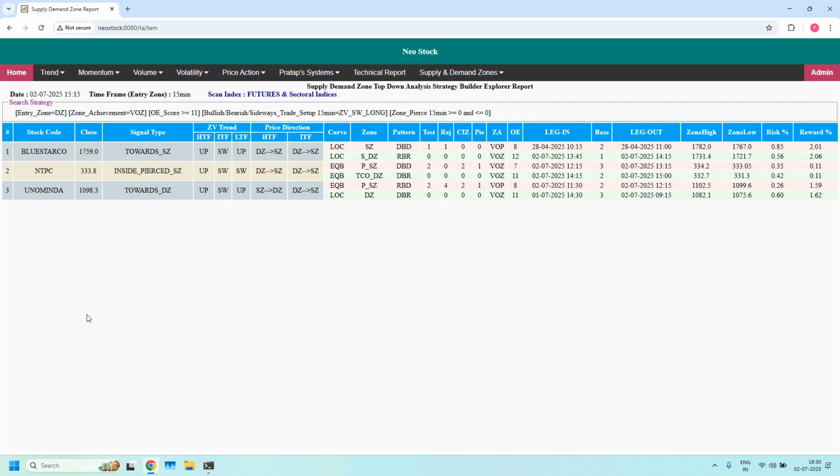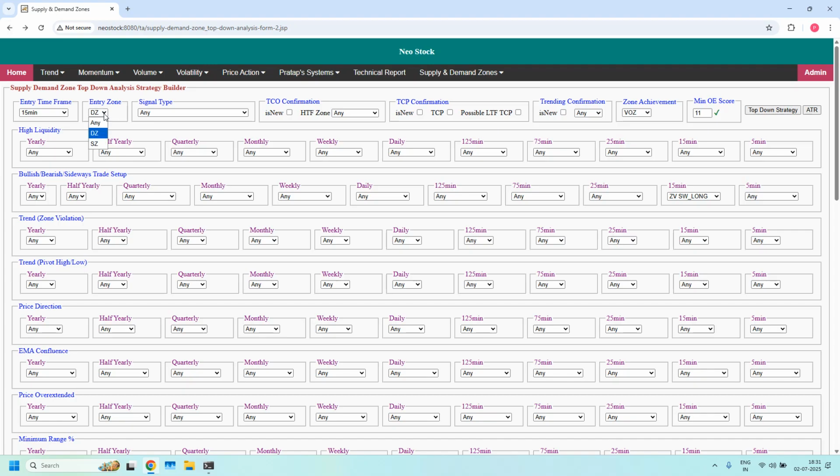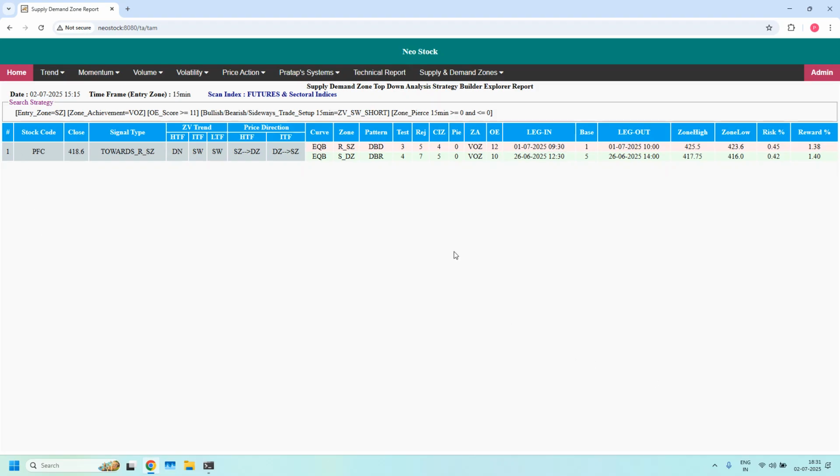With these filters, we got 3 stocks. These 3 stocks are supporting the sideways long trade setup for daily income trade. Entry time frame zones are 15 minutes demand zones. We got 3 stocks. Okay, next we will look into the sideways short trade setup for daily income trade. And the changes are entry time frame 15 minutes, supply zone, entry zone. And another change, it should be sideways short. Let's filter. We got 1 stock. And the entry time frame zone is a 15 minutes supply zone, already tested 5 times.